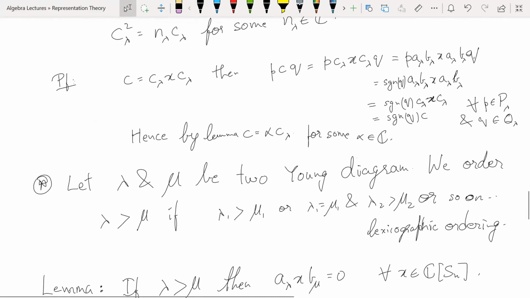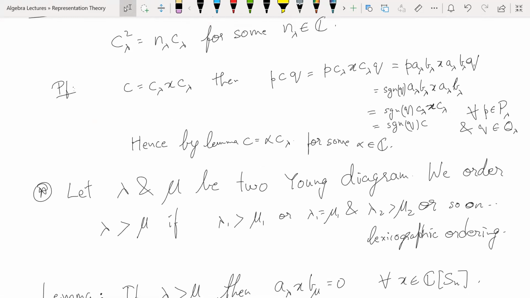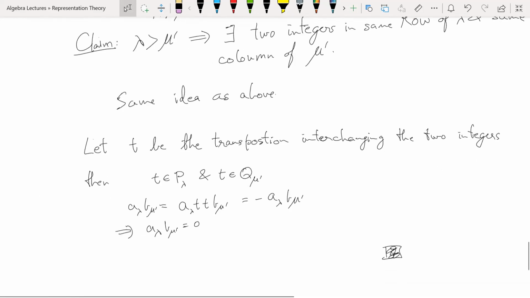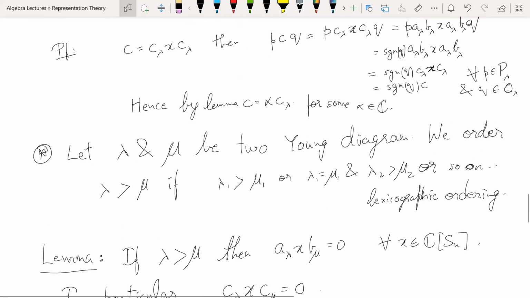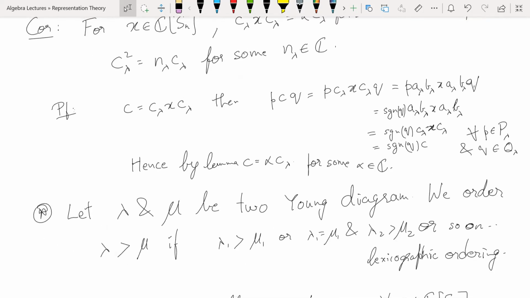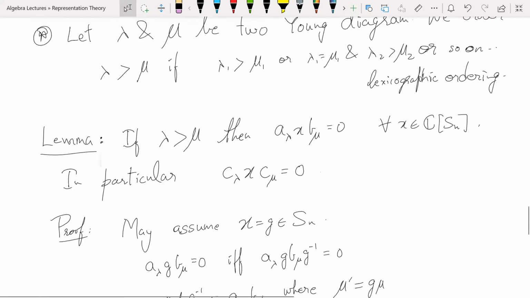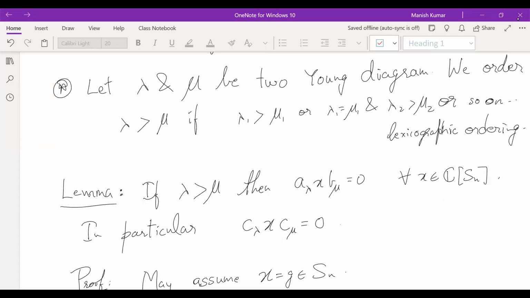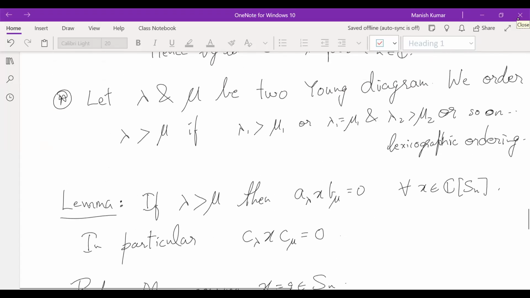So there's another lemma, and maybe we can finish this next time. There are 3 minutes left. So maybe I'll just tell you what the ordering is and state the lemma, and maybe next time we'll see a proof.